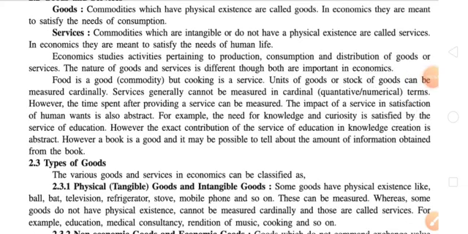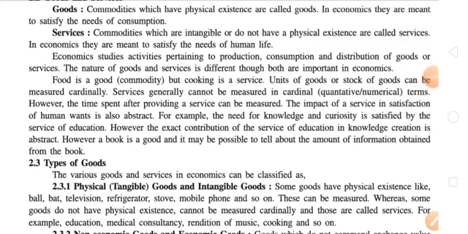Now, let us move forward. Point number 2.3, that is types of goods. The various goods and services in economics can be classified as follows. Here we have 5 categories of goods, but total types of goods are 10 in number.